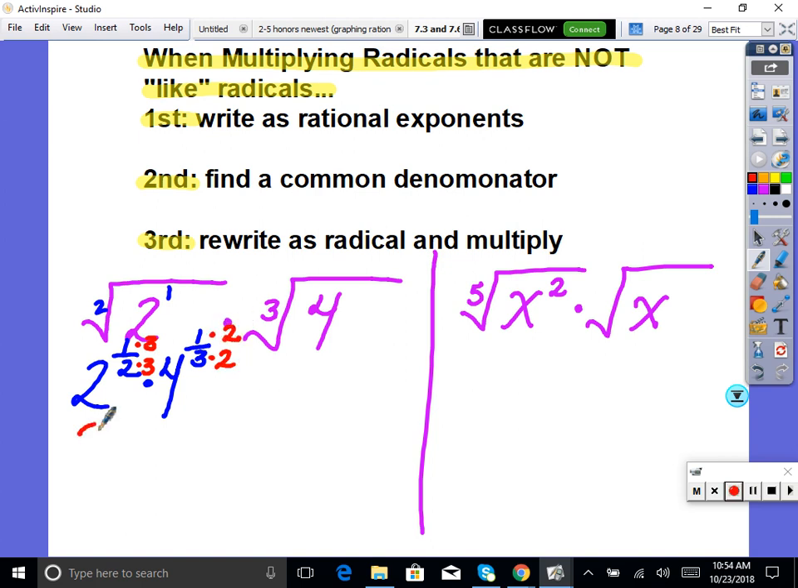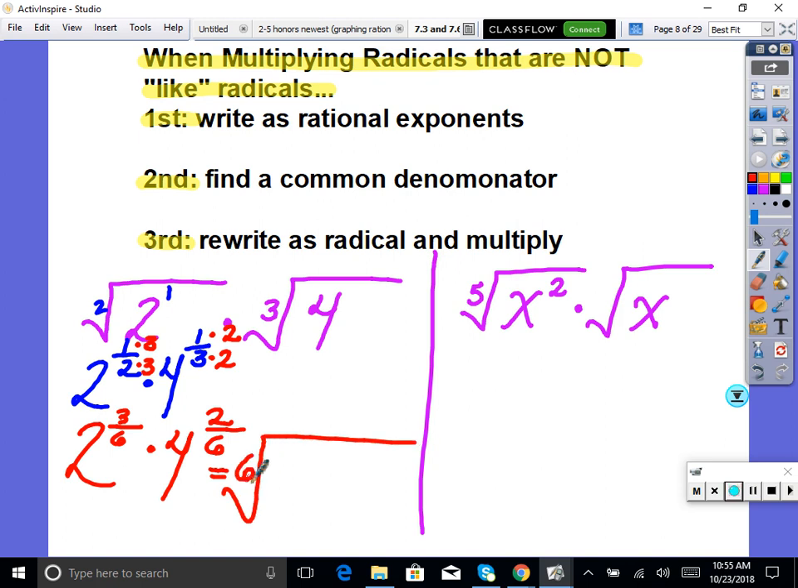So now we're looking at this. 2 raised to the 3/6 times 4 raised to the 2/6. Now look, they're both under a 6th root. So now we fix it so that we can multiply these together. So this is equal to the 6th root of 2 to the 3rd power, right? 2 to the 3rd power. And then 4 to the 2nd power. And then you just better make sure it doesn't simplify.